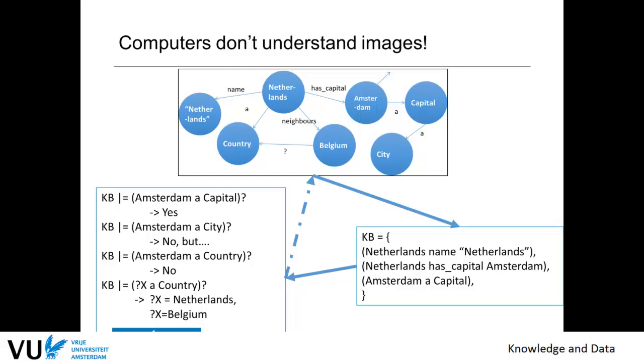We want it not to be entailed that Amsterdam is a country because there is no link and there shouldn't be a link. But we could also use this formal inference or calculation, this is semantics, to answer queries. So which of the X things are in a country relation according to our knowledge base? And there are two answers. We have two triples in the knowledge base, namely Netherlands is a country and Belgium is a country.